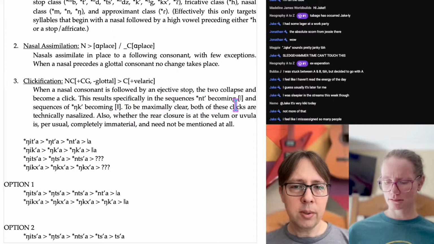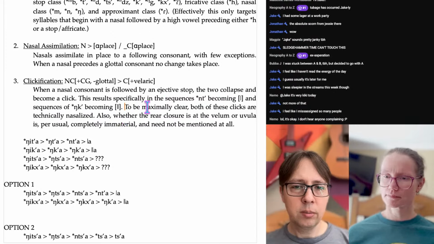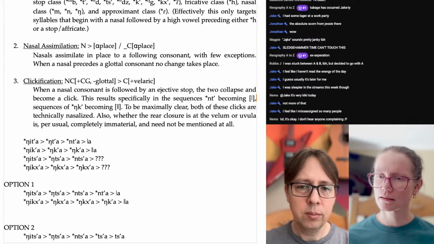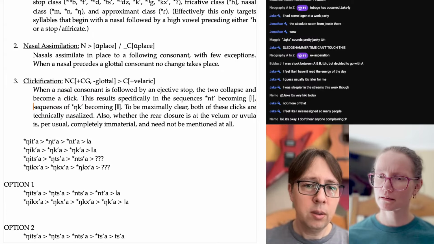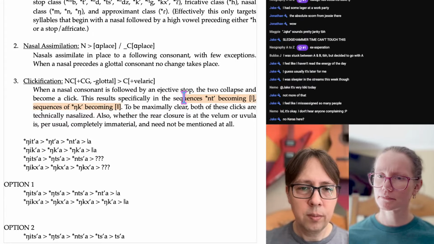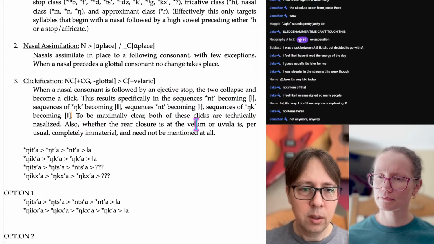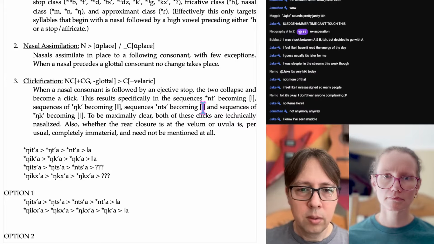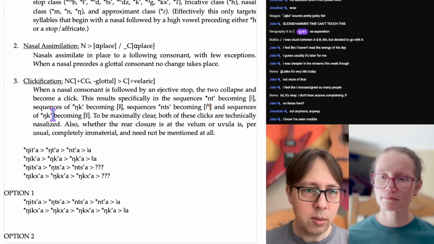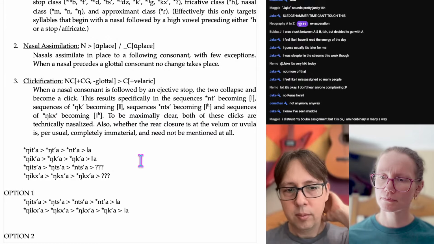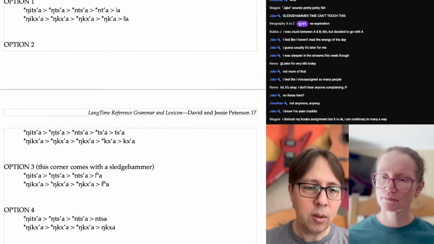This results specifically as NT. Okay, so now this is a comma. Sequences of that becoming that. And separation and sequences of that becoming that. All right, and now we can get rid of all this stuff.